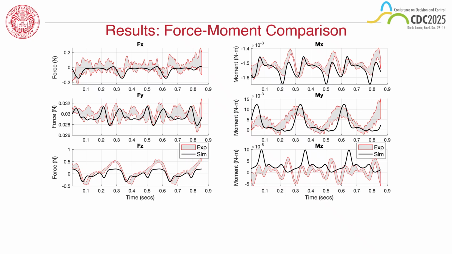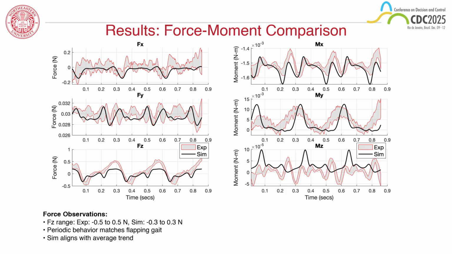Looking at the forces, Fx and Fy show some variation between experiment and simulation, but the overall trends match well. For Fz, the vertical force, the experiment shows a range of negative 0.5 to positive 0.5 newtons, while the simulation predicts negative 0.3 to 0.3 newtons. Overall, the periodic behavior clearly matches the flapping gait.